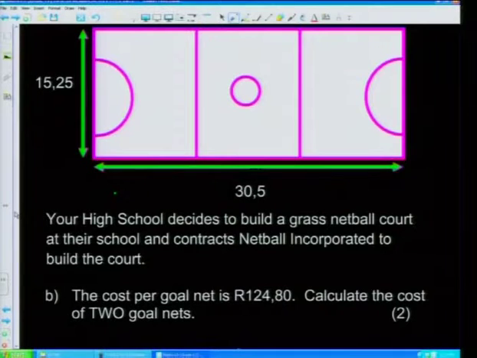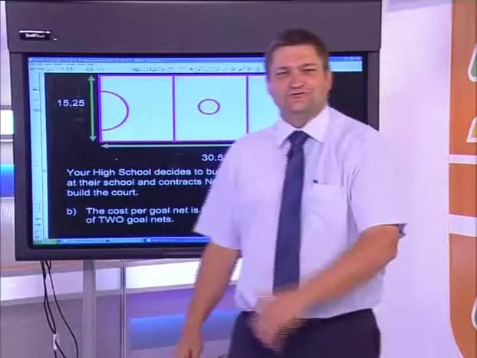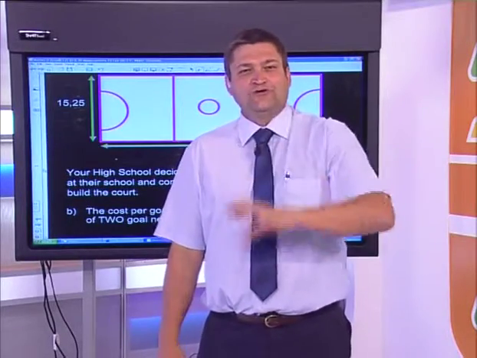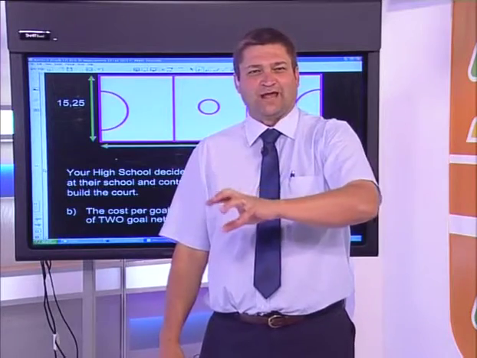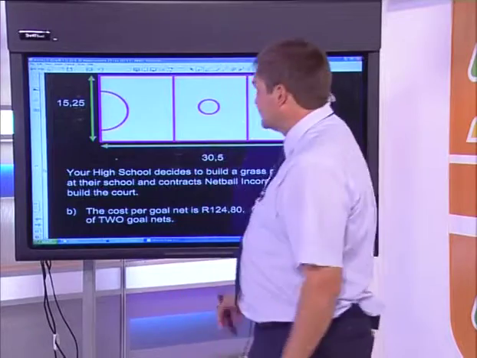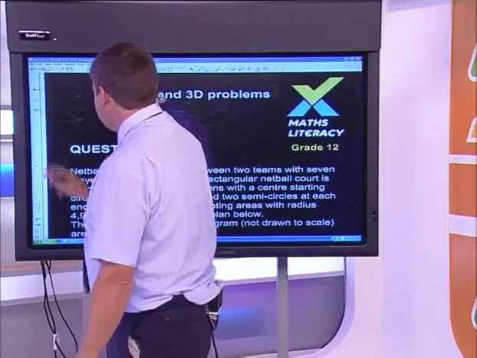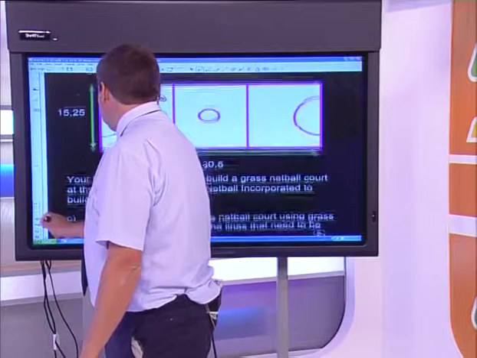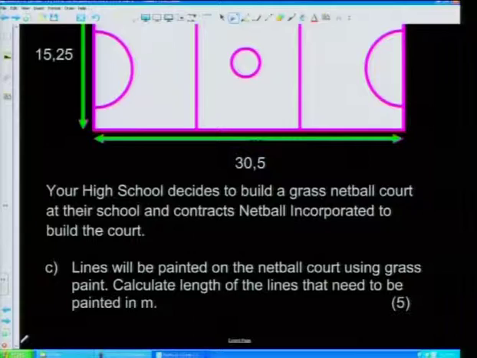Now, I don't even know if we need to do this, because if 1 goal is 124 Rand 80, calculate the cost of 2 goals. Guys, I'm not going to do that, because you know how easy it is. All you're going to do is say 124 Rand 80 times 2. And you can do that, I'm not going to do it. Let's move on. Next question. So, the next one now is this. Lines will be painted on the netball court using grass paint. Calculate the length of the lines that need to be painted in meters.